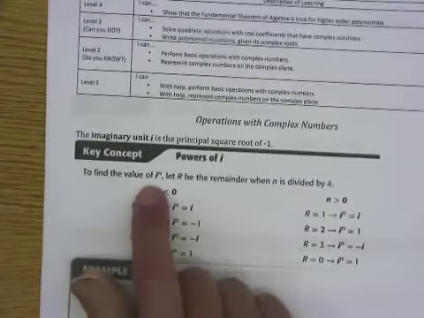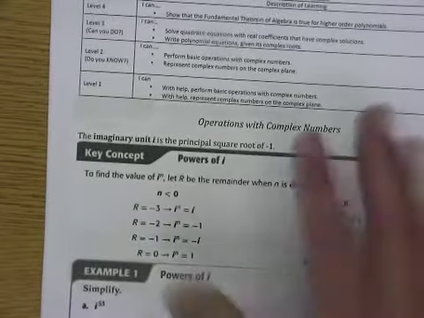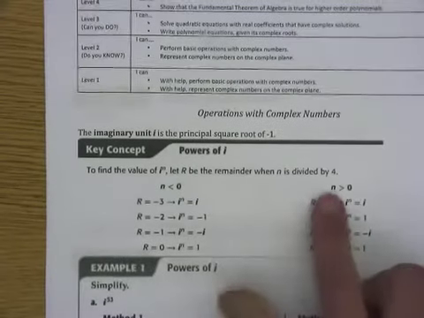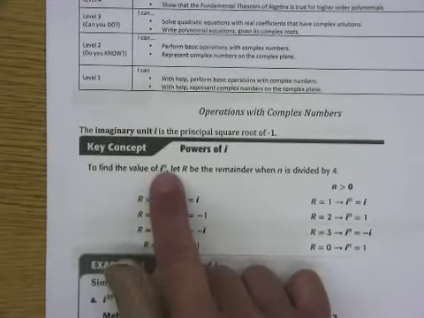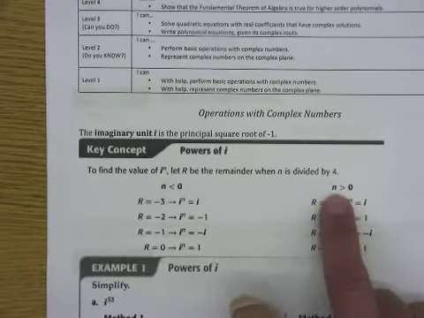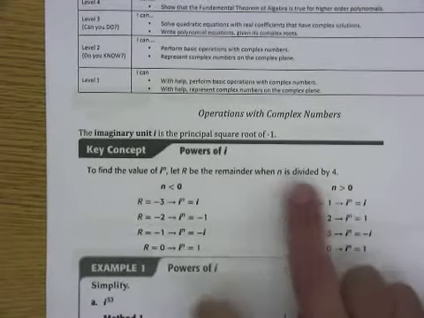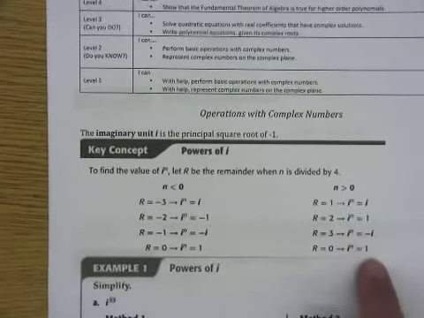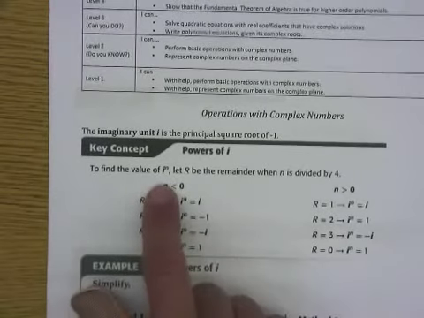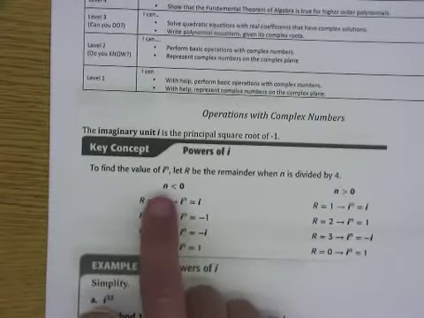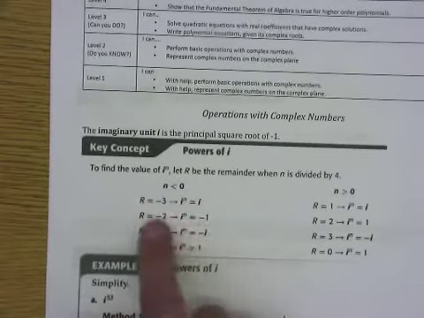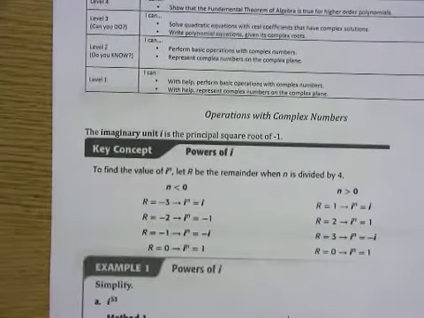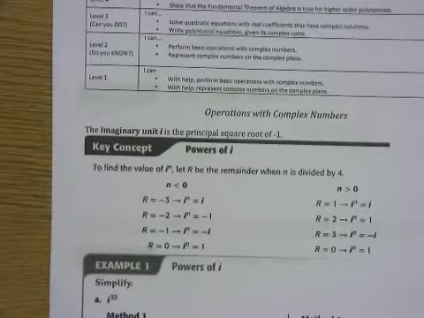So if I have i raised to the power of n, this gives us a way to figure out its value. If I'm taking i and raising it to the nth power, and n is a positive number, I can take that n, divide it by 4, and the remainder tells me what the value of i to the n will be. Similarly, if n is less than 0, same idea, it just goes backwards from this. There are two different ways that I would like you to take a look at this.